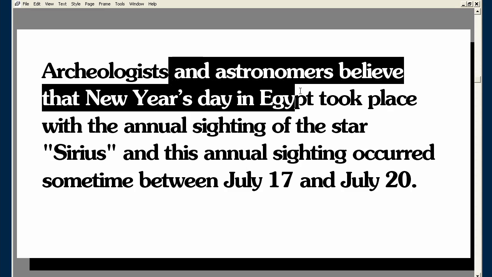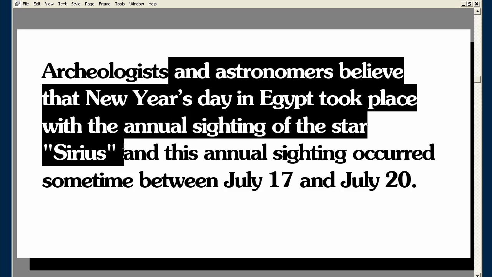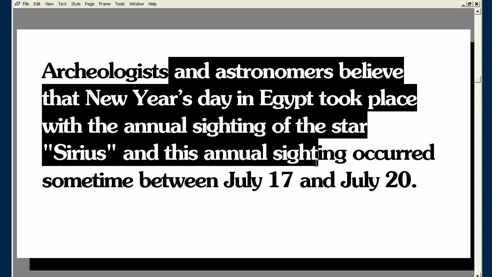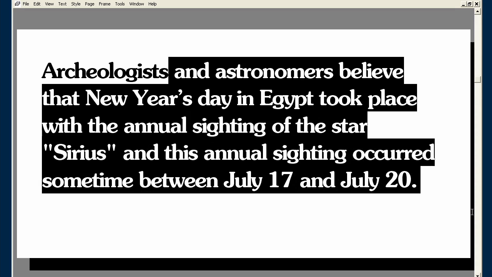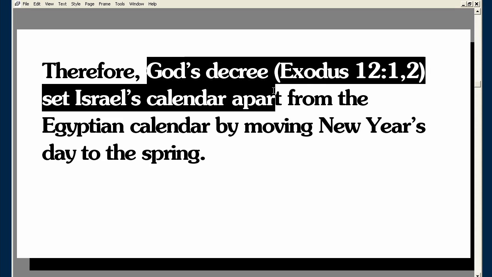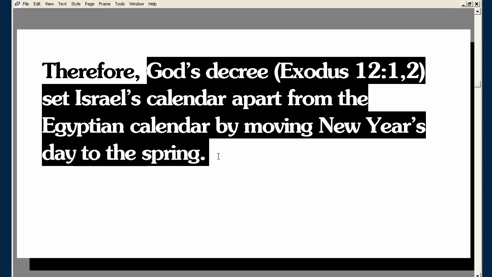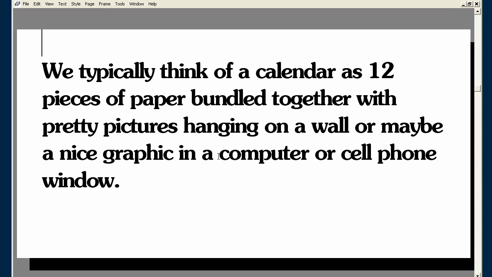Archaeologists and astronomers believe that New Year's Day in Egypt took place with the annual sighting of the star Sirius, and this annual sighting occurred sometime between July 17 and July 20. Therefore, God's decree in Exodus 12 set Israel's calendar apart from the Egyptian calendar by moving New Year's Day to the spring rather than the summer.